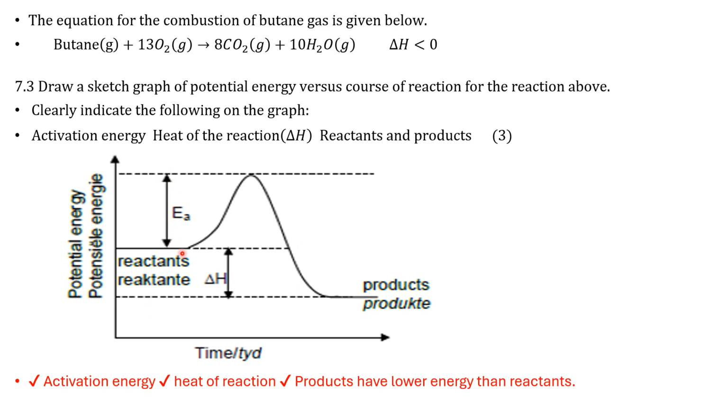Right, and the difference in energy between where my reactants are and my products, that is referred to as the heat of the reaction, delta H. So 1 mark for activation energy correctly identified, 1 mark for heat of reaction, and 1 mark for my products having lower energy than my reactants. Right, so I hope you follow. You must be able to draw these graphs.